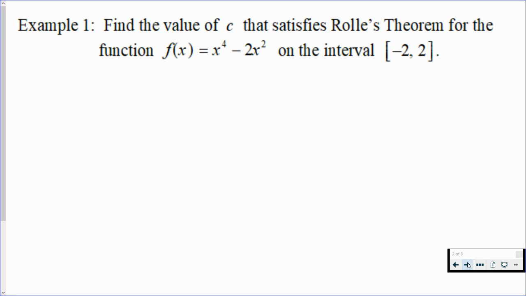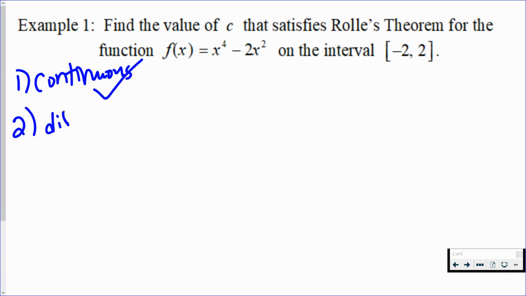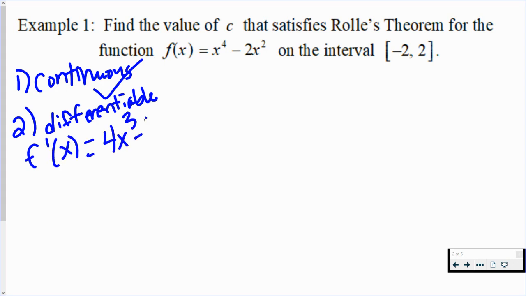So the first thing that we have to check are all the conditions. So first of all, is the function continuous? Okay, well, it's a polynomial. Those are always continuous, so we're good there. Okay, is it differentiable? Which means, is the derivative continuous? So let's think about what would the derivative be. It's going to be another polynomial, 4x cubed minus 4x. Yes, that's continuous on the interval.